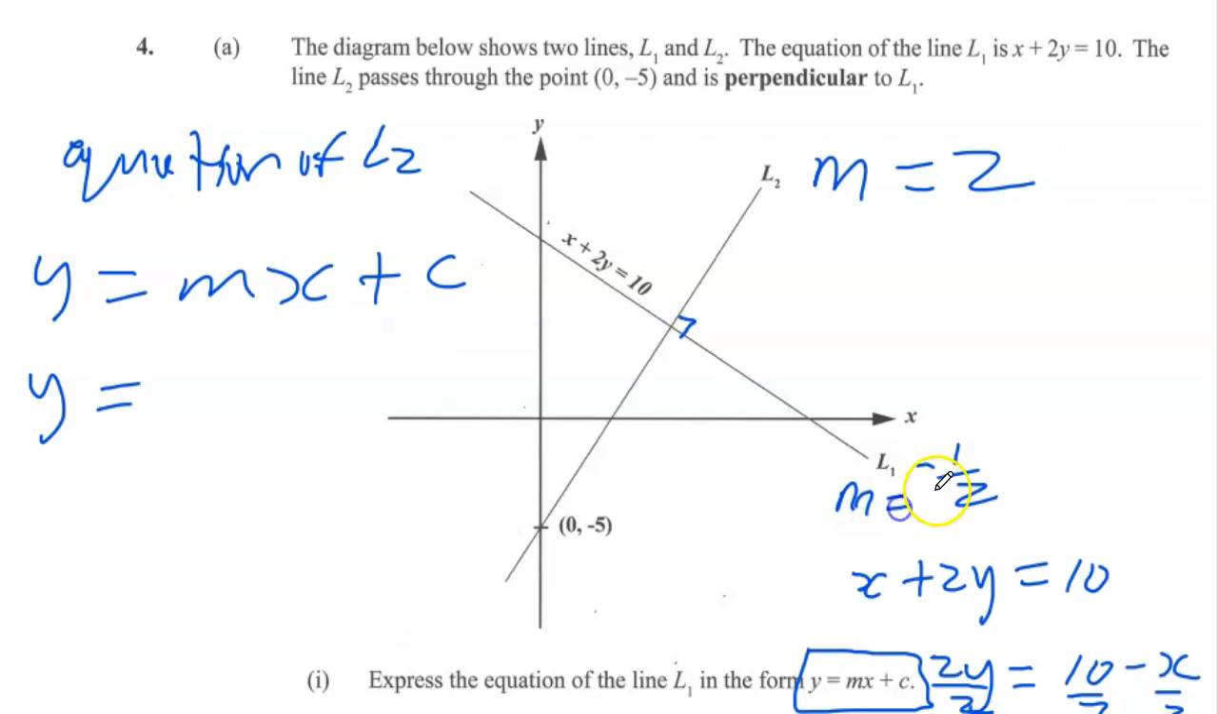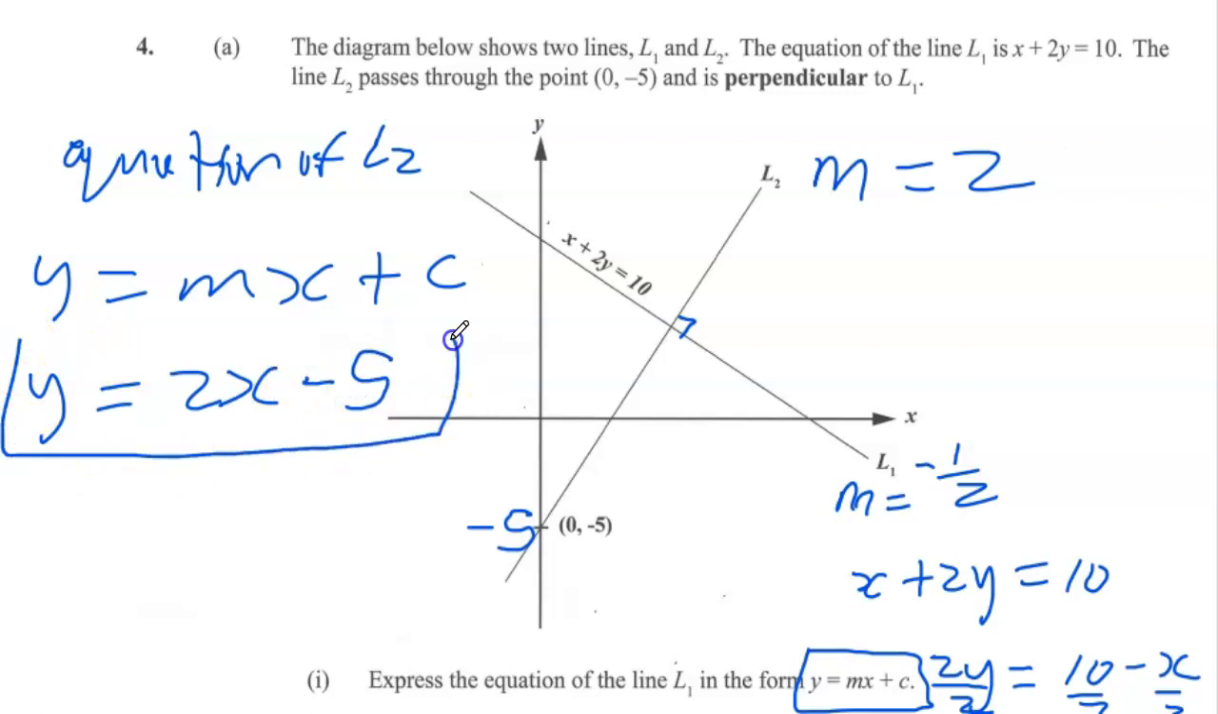Reciprocate minus half and change the sign, you'll end up with positive 2, right? So here, m is equal to 2, so 2x. And c is where the graph cuts the y-axis. L2 cuts the y-axis where? At the point 0, negative 5. So here, negative 5 would be the value where the graph intercepts the y-axis. That's what c is, the y-intercept. So minus 5. So the equation of L2 would be y equal to 2x minus 5.